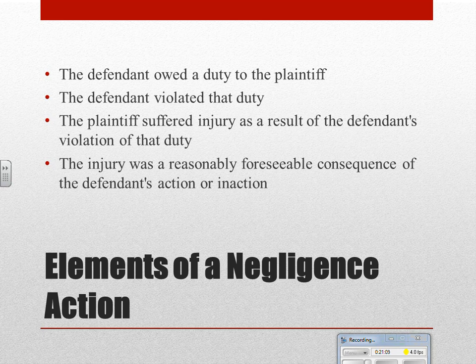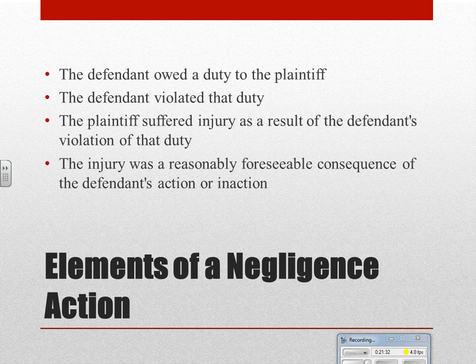Okay? Our injury here, so we have duty that's owed, we have a violation of the duty, and then we have the injury that is suffered as a result. Now, is she physically injured? No, she's fine. Her car is the injury. Her car is damaged as a result of the defendant's violation.